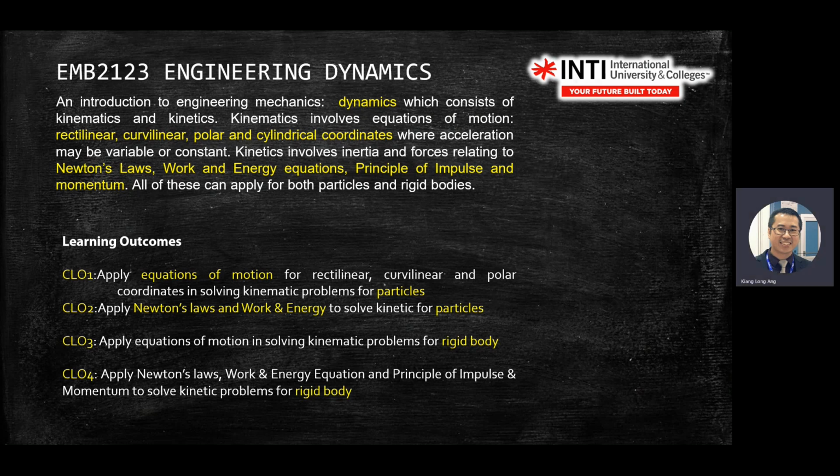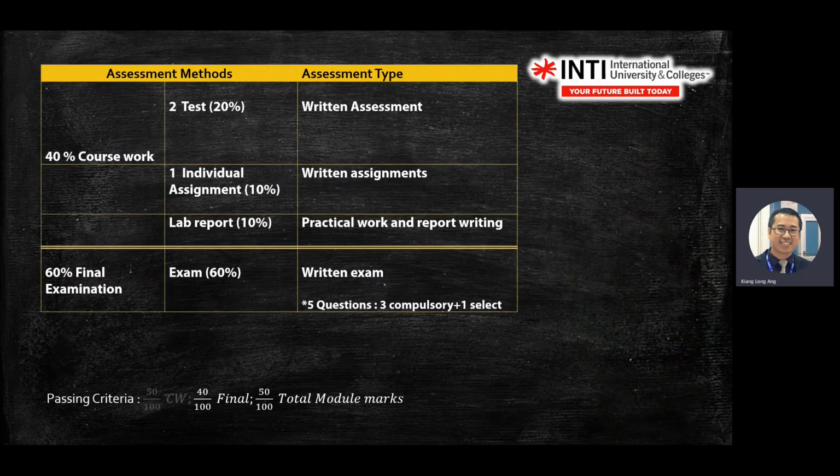Your final will cover these 4 LO, right? Your final exam has 5 questions, 3 compulsory, 2 optional. You can choose to answer either question 4 or question 5. So roughly, each one of the LO will come out as 1 question, 1 question, 1 question, and 1 question. All right. Okay.